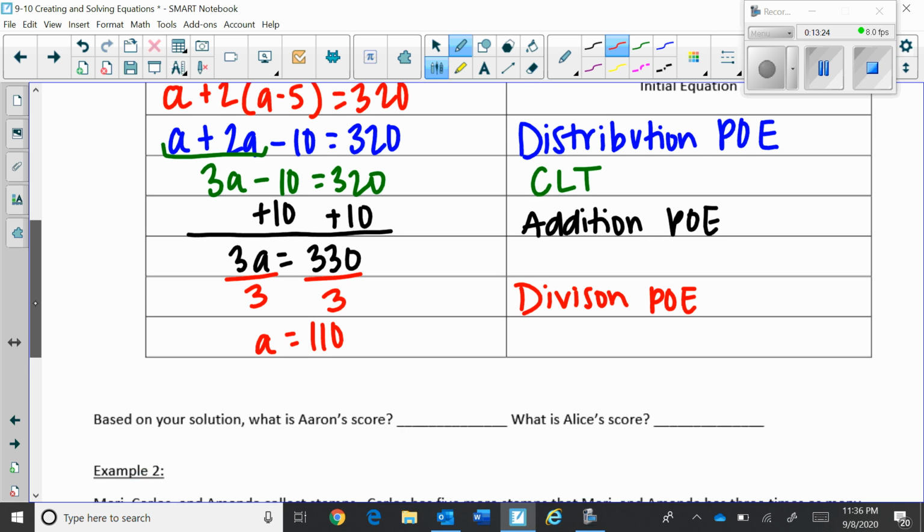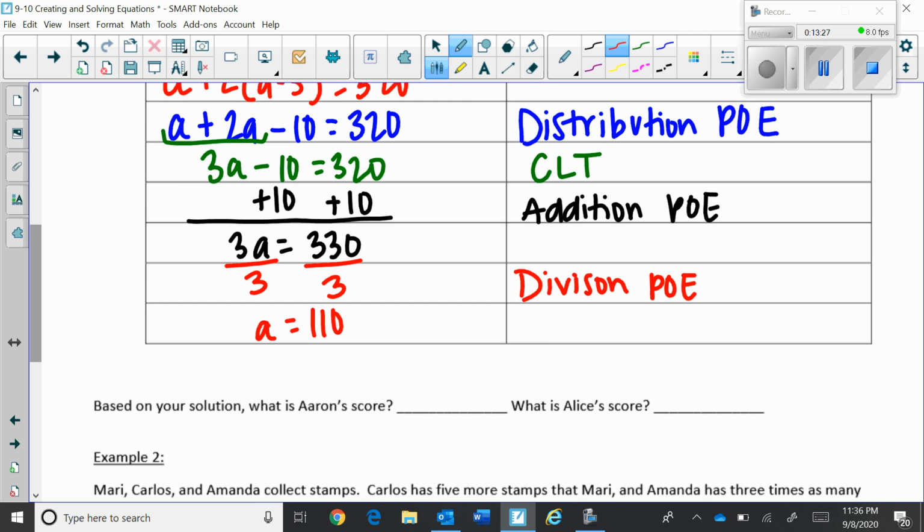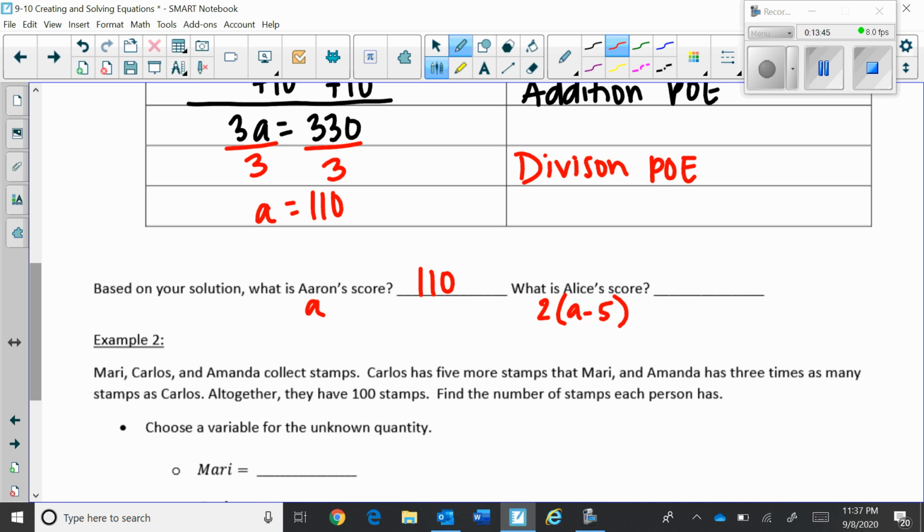So then we need to explain this a little bit more. Based on our solution, what is Aaron's score? So we need to plug this back in. Aaron's score was just our A value, so that means it's 110. Now Alice's score was our 2 times (A minus 5). So we need to plug in our A value that we just found. So 2 times 110 minus 5 will give us a total of 210. And those would be our final answers there.